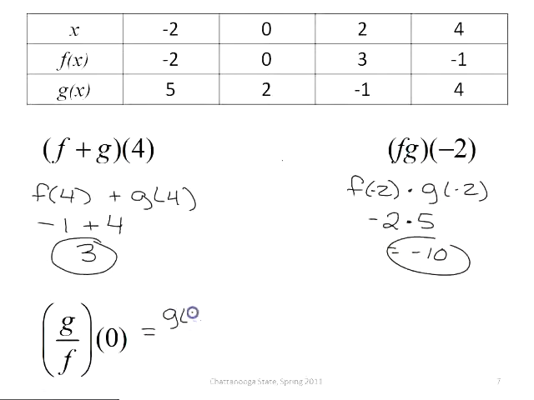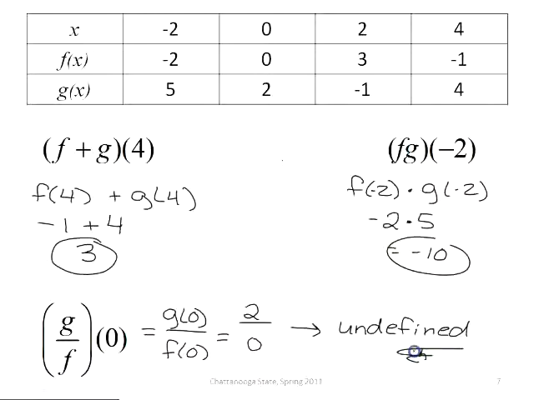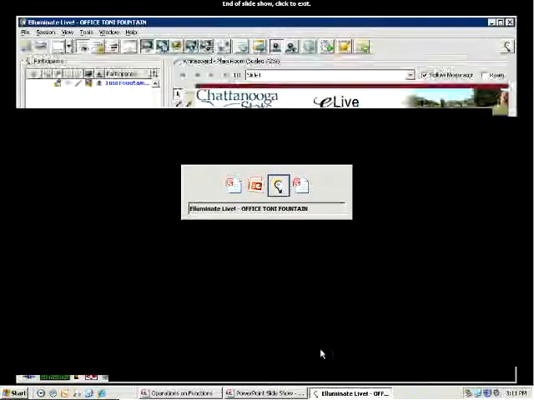And finally, g divided by f of 0 means I want to put g of 0 in the numerator and f of 0 in the denominator. So g of 0, got to be careful here, I want the g value on top, so that's the 2, and the f value on bottom is 0. So this one is undefined. It does not exist because we can't have a 0 in the denominator.